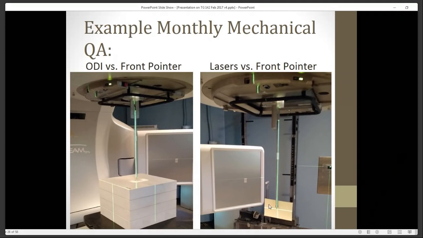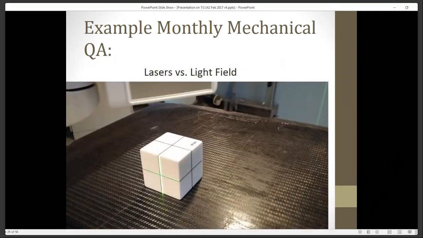There I've just thrown up a piece of paper so you can see the lasers and the coincidence with the end of the front pointer. And as you rotate the gantry, you can see the coincidence there and see how your lasers line up as you go around. And then you can also check with the cube phantom as well.